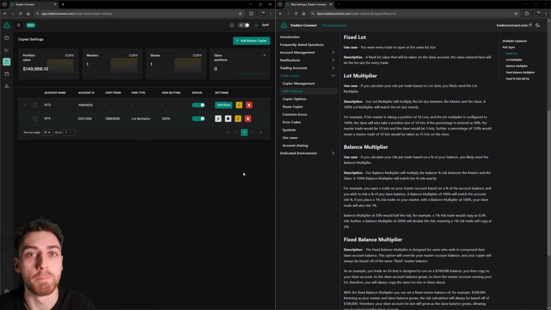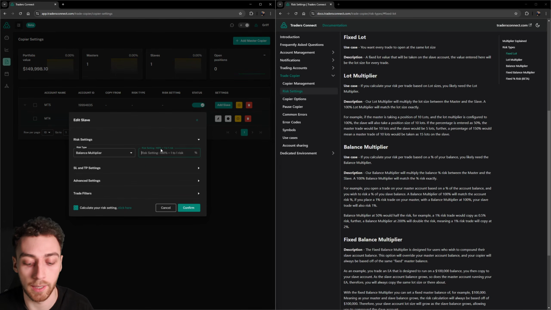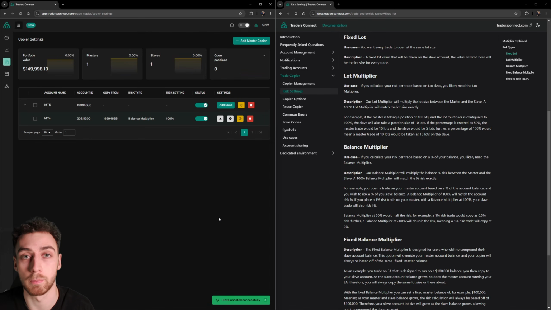We're going to look at the balance-based multipliers. The balance multiplier is for people that risk a specific percentage per trade on their master account, and they want a specific percentage per trade copied to their slave as well. So let's say I use 1% risk on every trade on my master, and I want 1% risk per trade on my slave as well. Well, that's really easy. I would just do a 100% balance multiplier. So if my master risks 1%, now my slave will risk 1% as well.